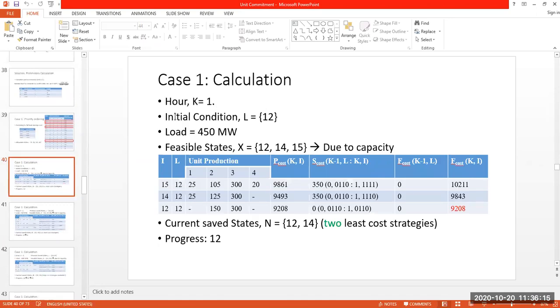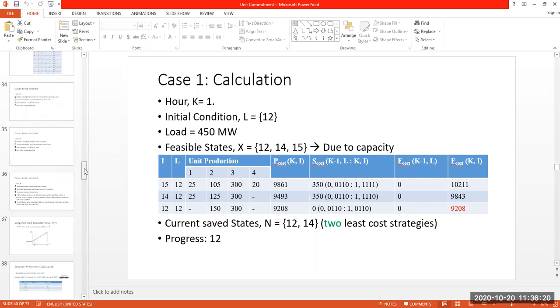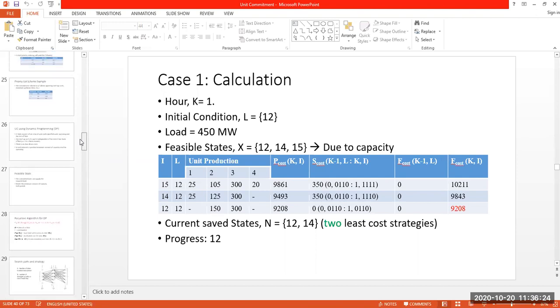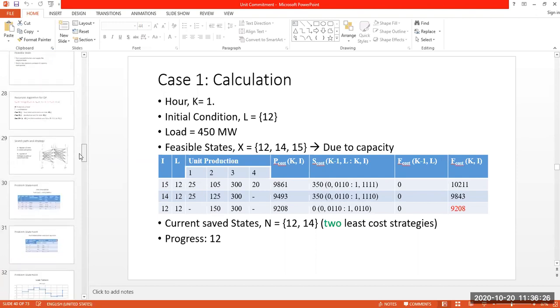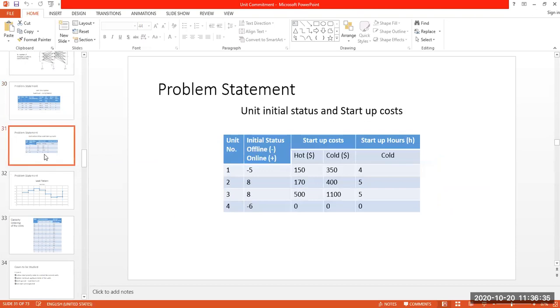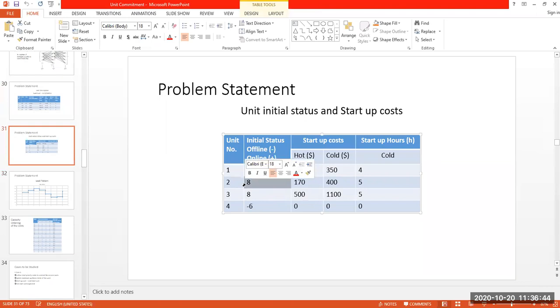So what is the initial condition? Initial condition should be mentioned in the example problem. Let us see whether it is mentioned or not. So how do you get the information about the initial status to start with? What is your L? You go to slide number 31, and you see that my unit number 2, it is plus. So that means it is now online, and also unit 3, it is online.